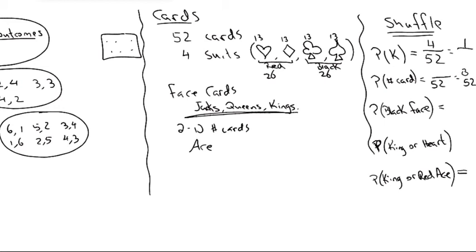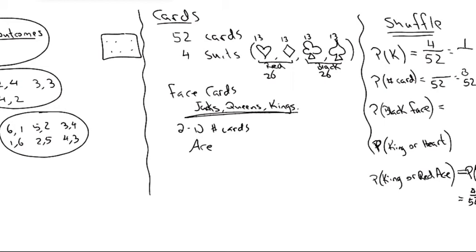So you ask yourself, how many kings are there? 4. How many red aces are there? 2. So I take those 2 and put them together. So technically this becomes the probability of a king plus the probability of a red ace, where the probability of a king is 4 out of 52. The probability of a red ace is 2 out of 52.